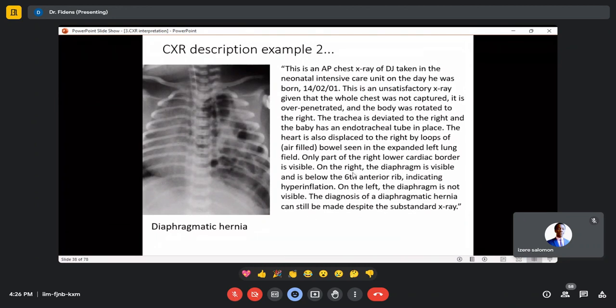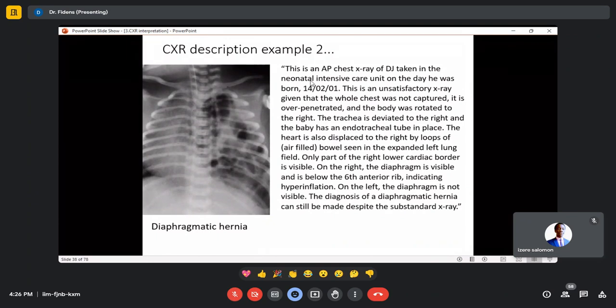There is the outline of the left hemidiaphragm, it's not well seen, meaning the hemidiaphragm is shifted. There is a mediastinal shift to the right side. This is now a hernia, the diaphragmatic hernia. It is even written here, the diaphragmatic hernia.